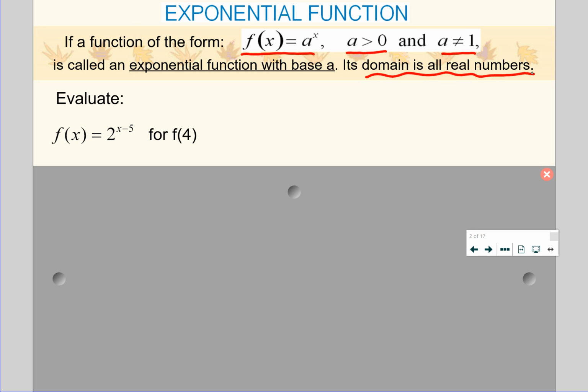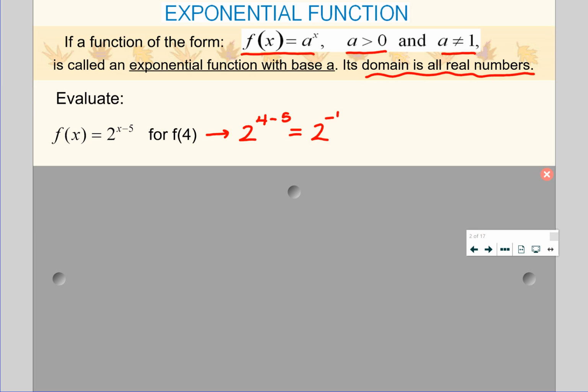The first few problems here are just some super quick evaluating problems, and we're going to review exponent rules as we plug numbers in here. You can use the calculator to help you if you need to. So in this first problem, we have f of x equals 2 to the x minus 5 power. All we're going to do is plug 4 into our exponent and simplify.